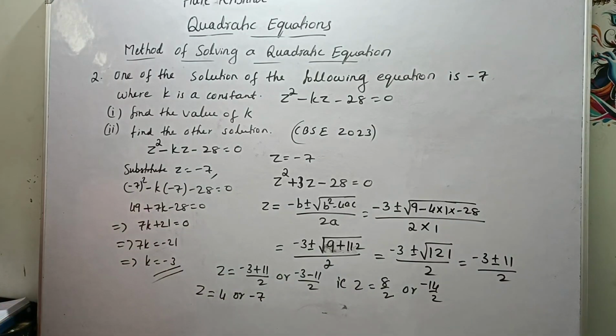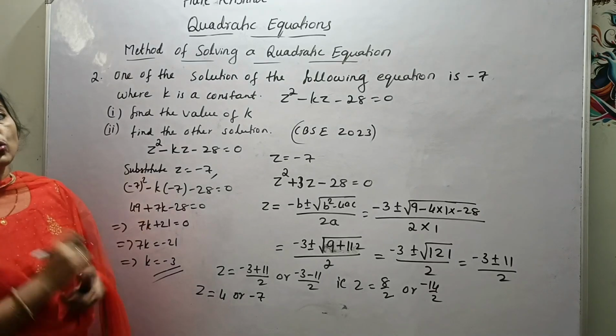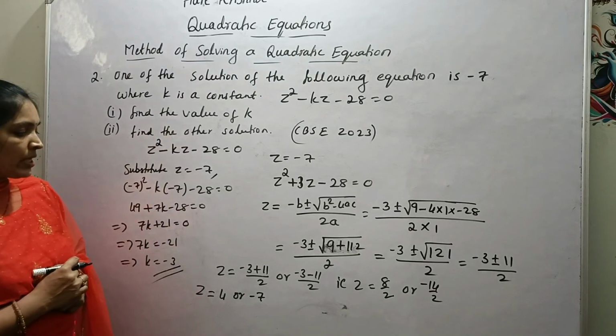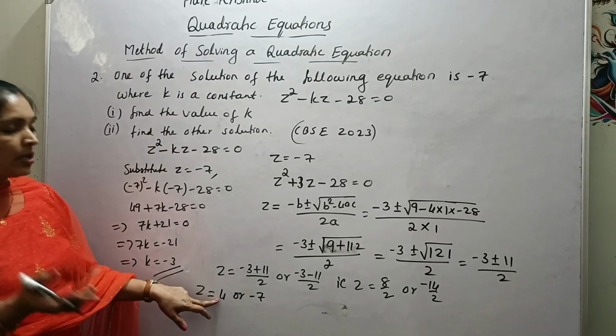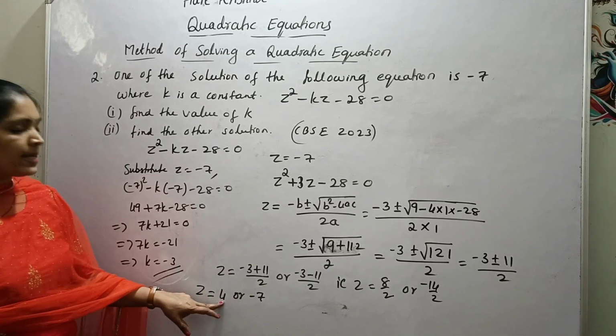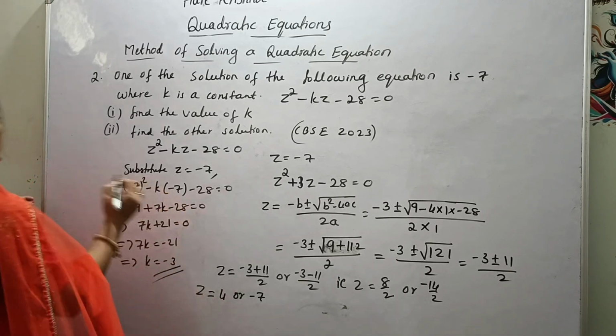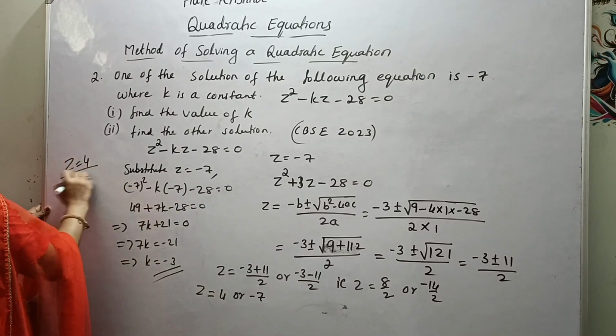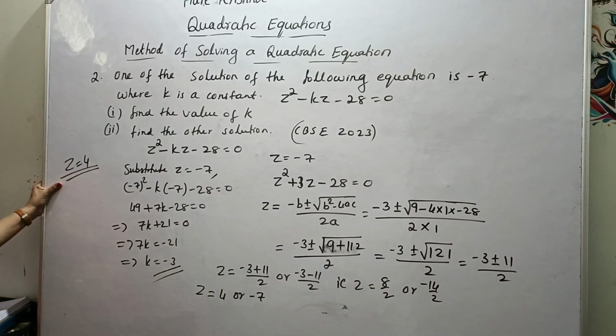It is given that z is equal to −7 is one solution of this quadratic equation, and we have to find another solution, right? That is z is equal to 4. So z is equal to 4 is the other solution, the other root of the given quadratic equation.